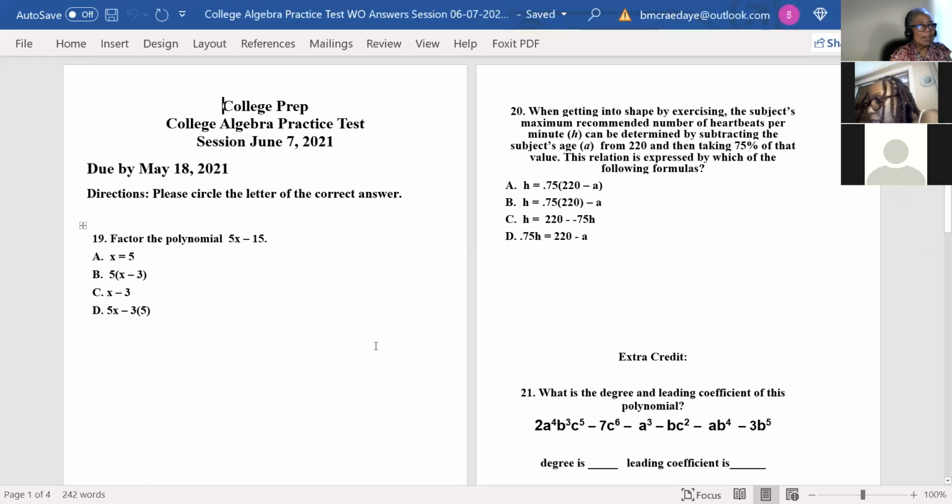I'll share my screen. Okay. And let's go to our college algebra practice. Does everybody see the college algebra practice test? Yeah. Okay.